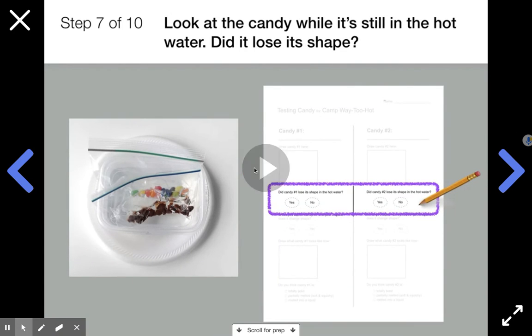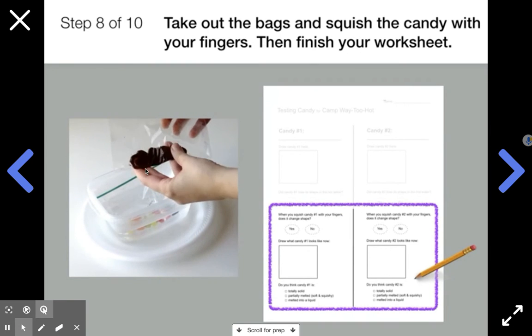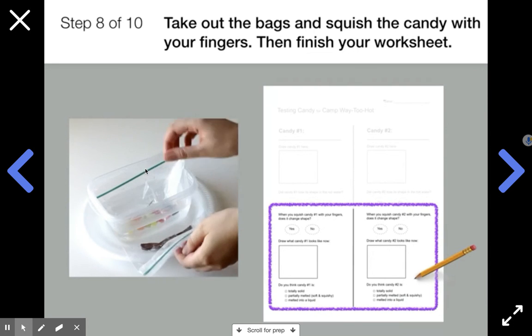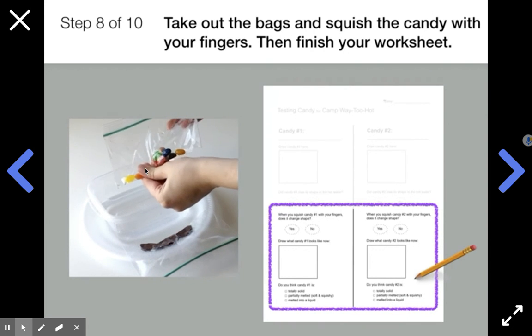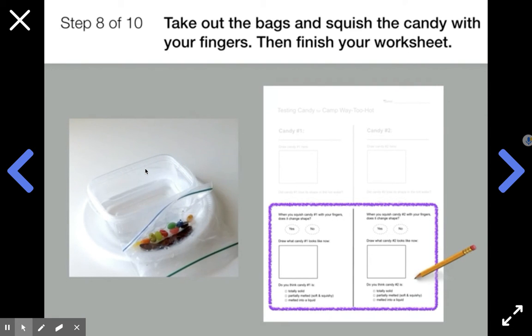Look at the candy while it's still in the hot water. Did it lose its shape? Circle your answer on the worksheet. Candy with your fingers. Then finish your worksheet.